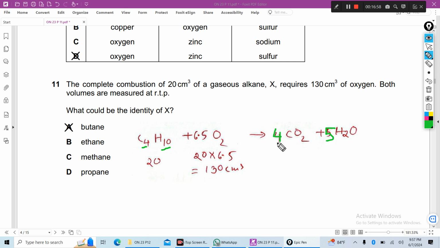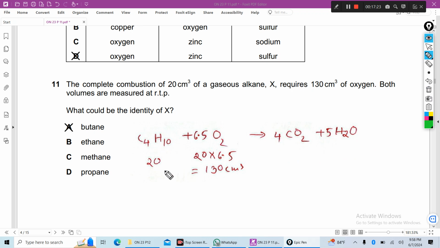Now you count how many oxygen are present on the right side. You see 2 times 4, 8 oxygen, 1 times 5, total 8 plus 5, 13 oxygen. So if you write here 6.5 times 2, 13, oxygen is balanced on both sides.